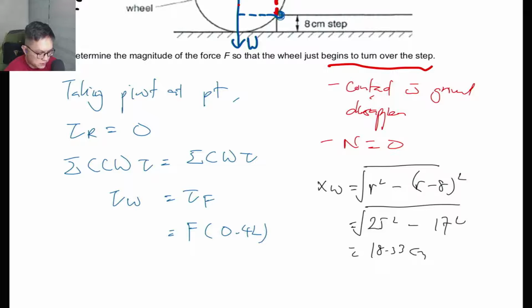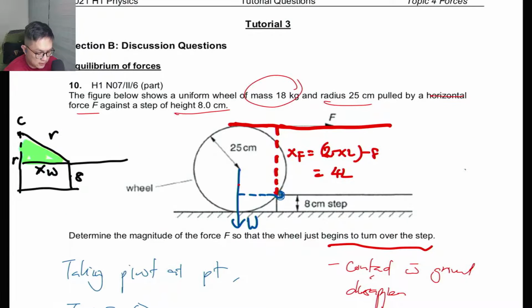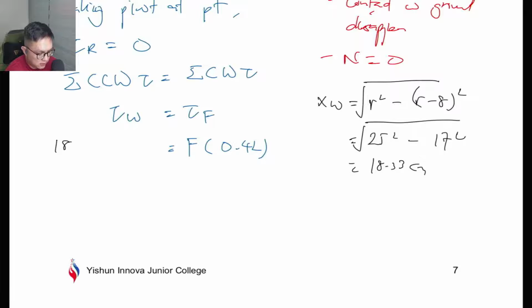cm. So this torque due to weight is how much? Weight is 18 kg, so this will be 18 times 9.81 multiplied by 0.1833. My F is just equal to 18 times 9.81 times 0.1833 divided by 0.42. No, wait, 18 times 9.81 times 0.1833 divided by 0.42. Then I get 77.1 newtons.